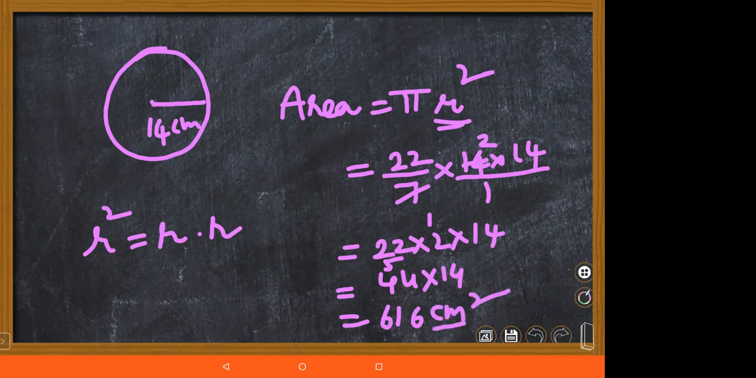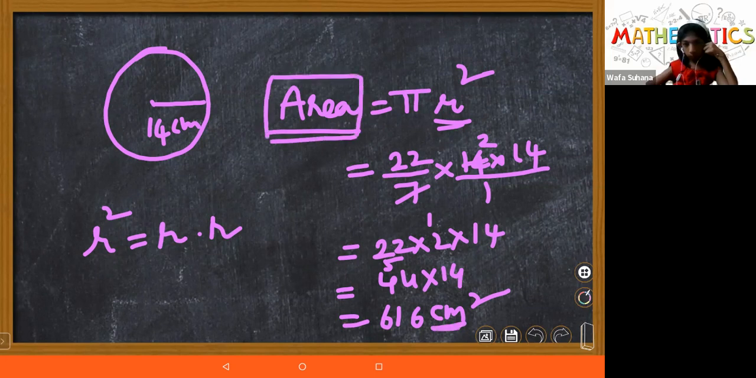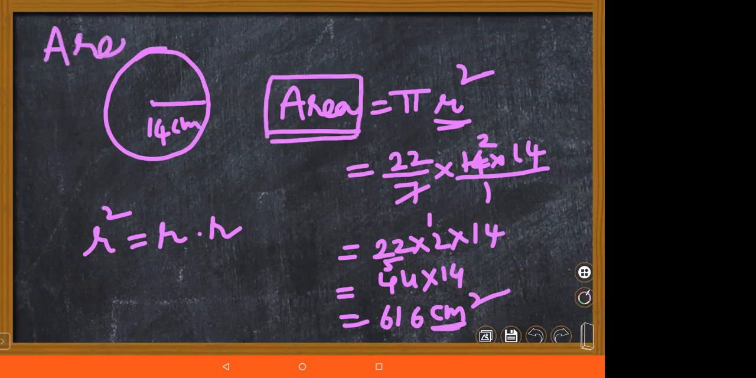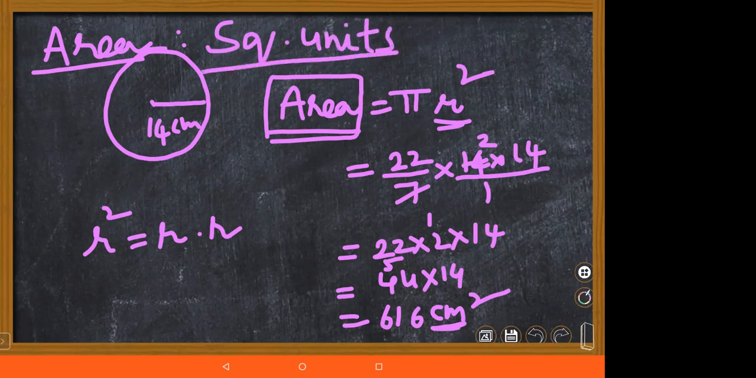Square centimeter. Why? Because it is area. Area is always measured in square units. Units for area are square units. If it is centimeters, then square centimeters. If it is meters, then square meters. Children, you just listen. Area units are very, very important, children.